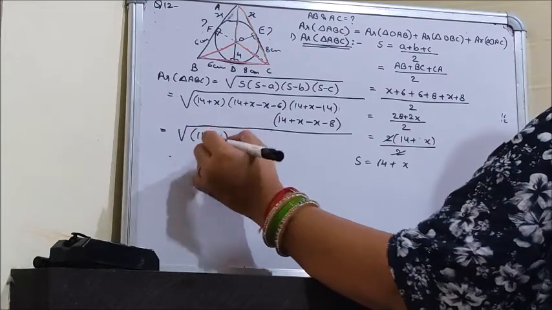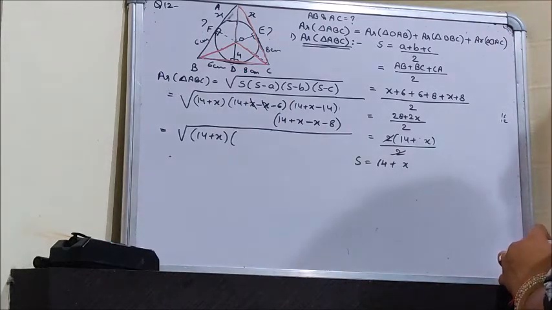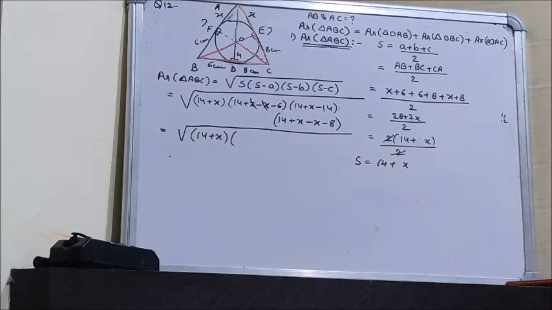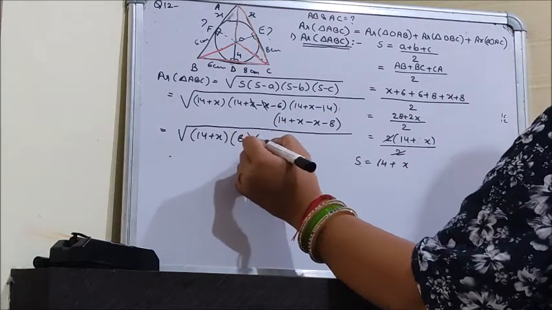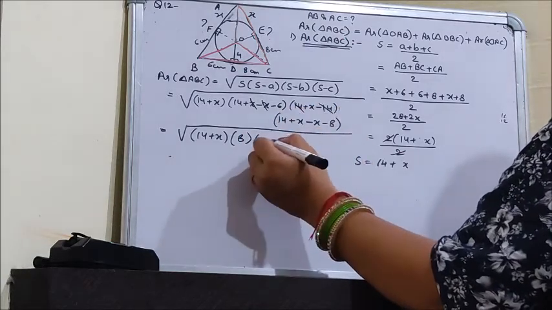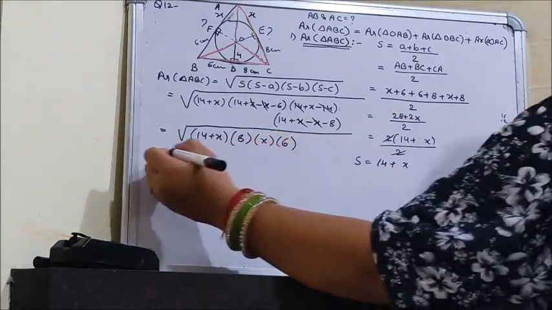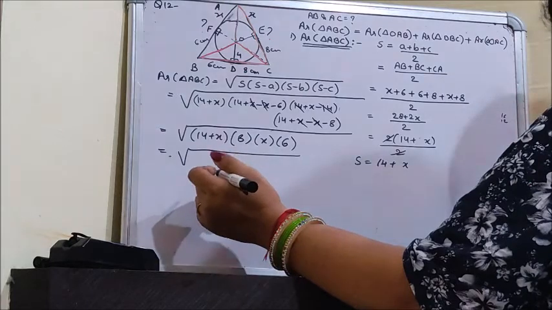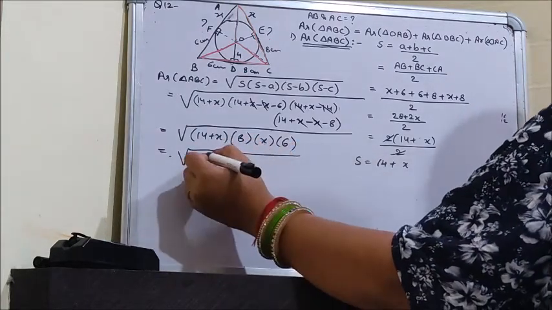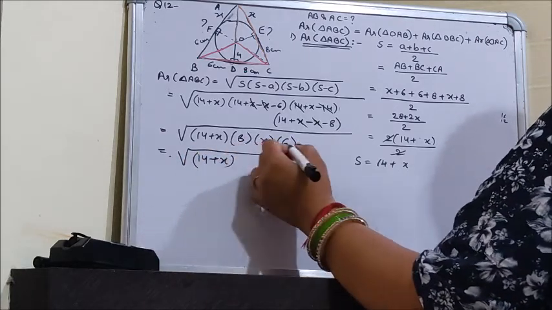Solve this. So under root, 14 plus x is s. Here you can see x and x will be cancelled out, and 14 minus 6. Here 14 and 14 will be cancelled out, 14 minus 8. It will be 14 plus x in one bracket, and these will be multiplied together: 6 eights are 48x.